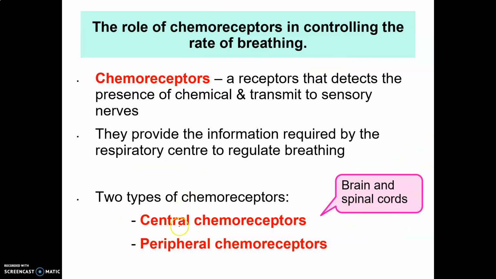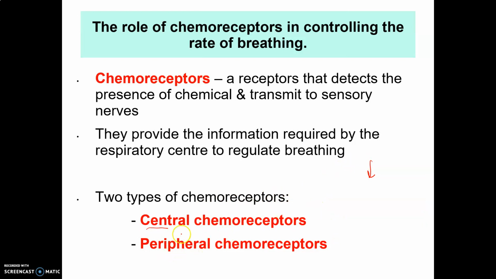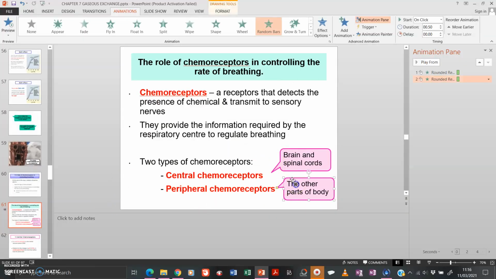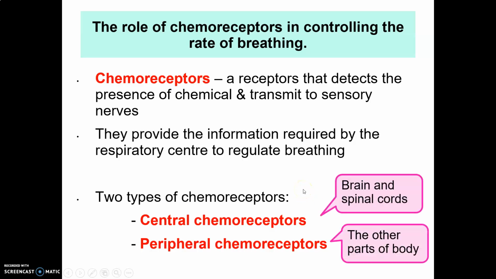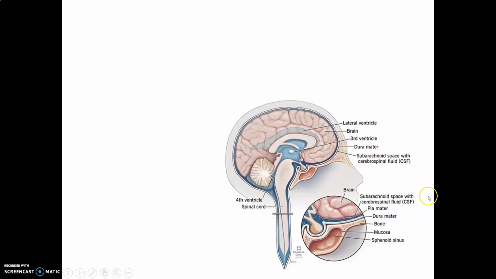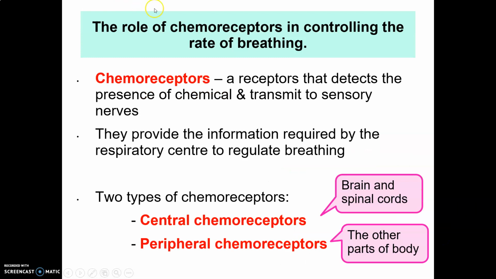Dan kalau melibatkan central chemoreceptor, bila kata central, dia akan melibatkan brain and spinal cord. Bila melibatkan peripheral, peripheral means tepi, means that dia melibatkan the other part of the body lah. Bila peripheral chemoreceptor, dia akan melibatkan the rest of the body, contohnya macam tangan dan sebagainya. Alright, itu adalah peripheral chemoreceptor.